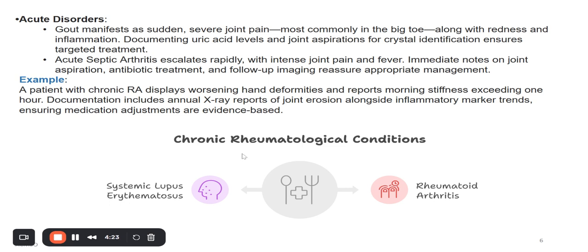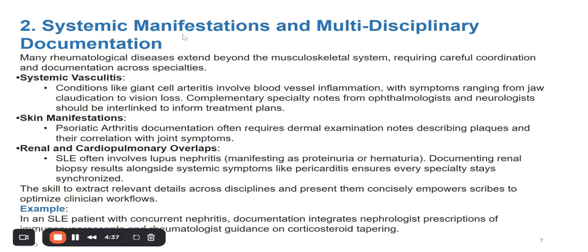Systemic manifestations and multidisciplinary documentation. Many rheumatological diseases extend beyond the musculoskeletal system, requiring careful coordination and documentation across specialties. Systemic vasculitis conditions like giant cell arteritis involve blood vessel inflammation, with symptoms ranging from jaw claudication to vision loss. Complementary specialty notes from ophthalmologists, eye doctors, and neurologists should be interlinked to inform treatment plans.